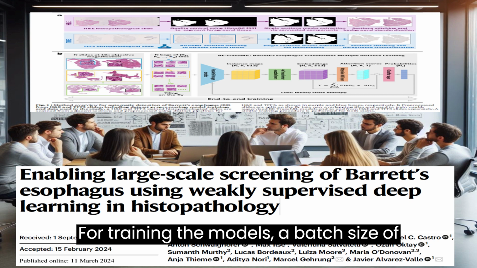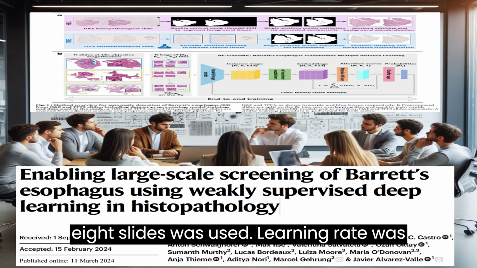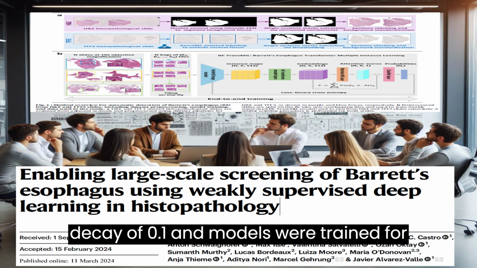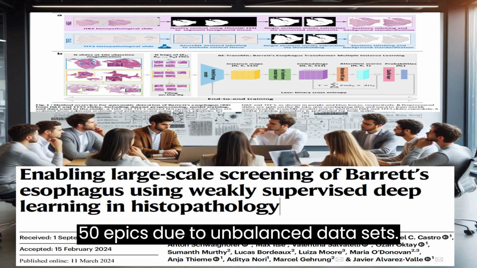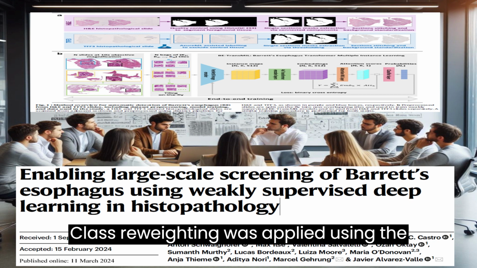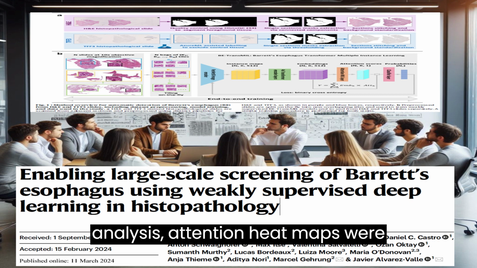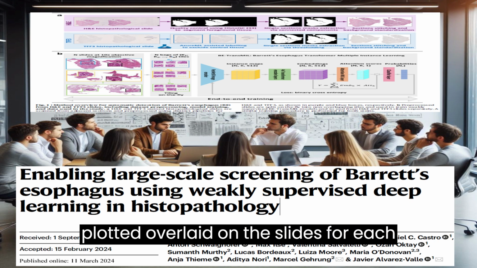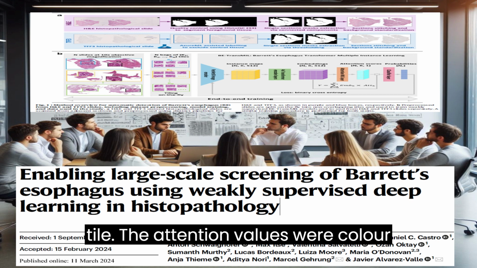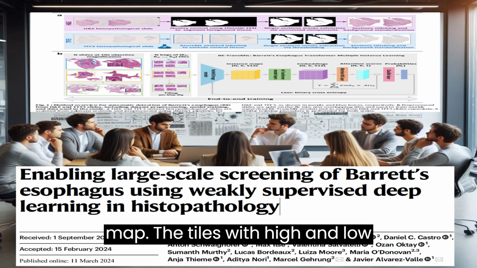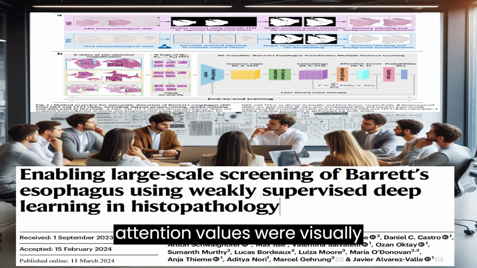For training the models, a batch size of 8 slides was used. Learning rate was fixed at 3 times 10⁻⁵ with a weight decay of 0.1, and models were trained for 50 epochs. Due to unbalanced datasets, class reweighting was applied using the scikit-learn library. For qualitative analysis, attention heat maps were plotted overlaid on the slides. For each tile, the attention values were color-coded based on the reversed spectral color map. The tiles with high and low attention values were visually investigated.